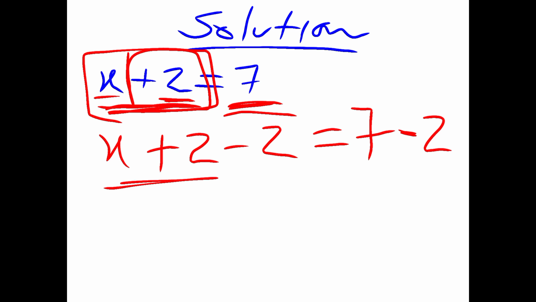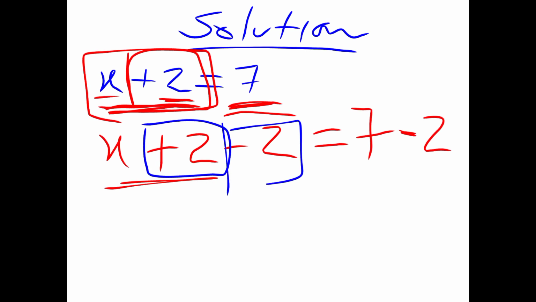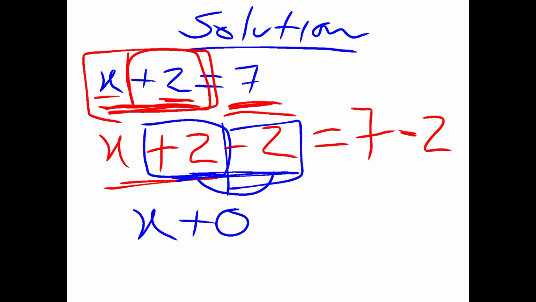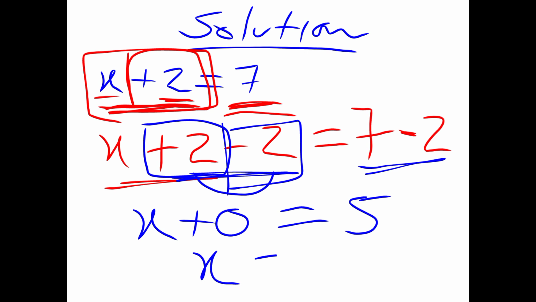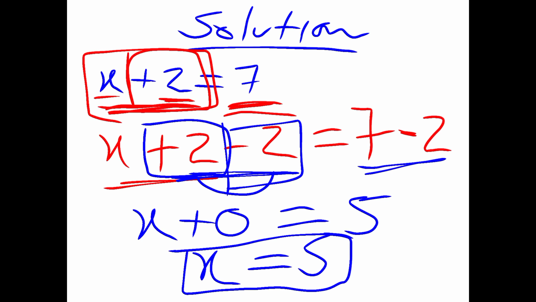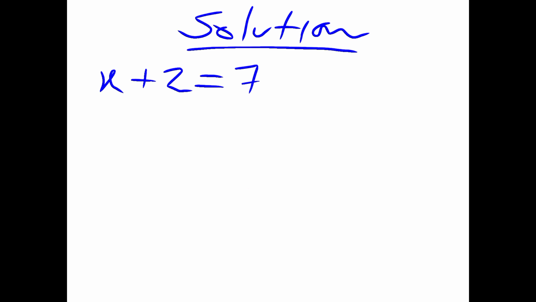Now you can see that this is plus 2 and this is minus 2. So 2 minus 2 is equal to 0, so x plus 0 is equal to 7 minus 2, which is 5. So x plus 0 is equal to x, that is x is equal to 5. This is the solution of the equation. This was the elimination method.